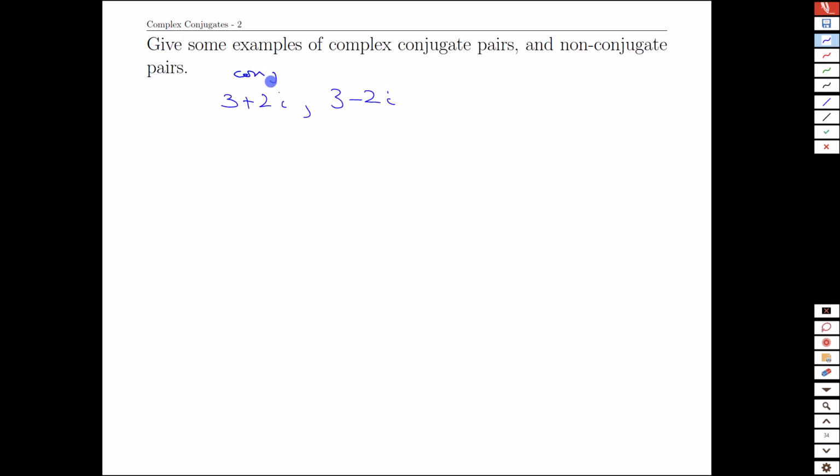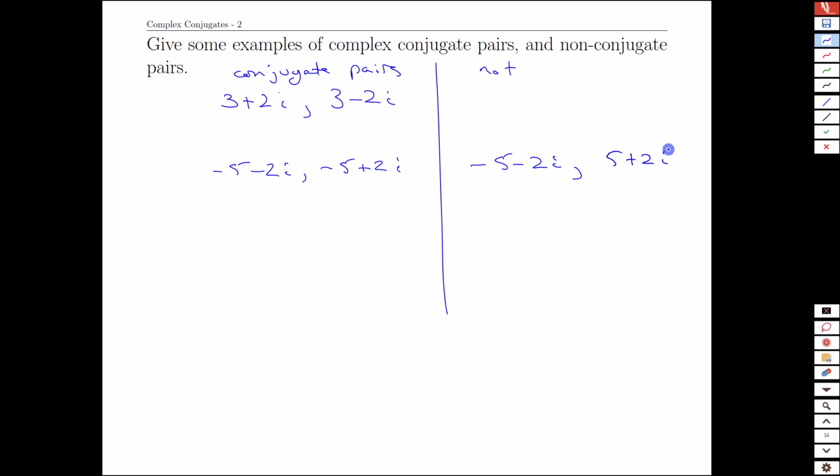So those are complex conjugate pairs, and not those. Let's try some other ones, like minus 5 minus 2i. All we have to do is flip the sign here, so we might start with a negative, and that's fine, and then flip the sign to be positive. Now, what would not be the case is if we had minus 5 minus 2i, and we flip the sign of both things. In this case, the real components are different, and that's enough to break the conjugate pairness. So always the same real, always a flip sign on the imaginary part.